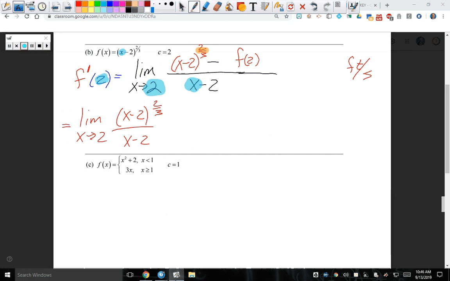You with me? Alright, so what could I do from here, guys? I have the f of x minus the f of c. And my goal is to find some way to cancel this x plus 2 or get it out of its denominator in some sense.